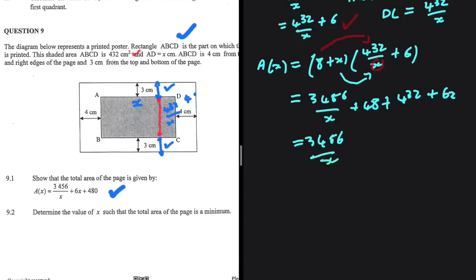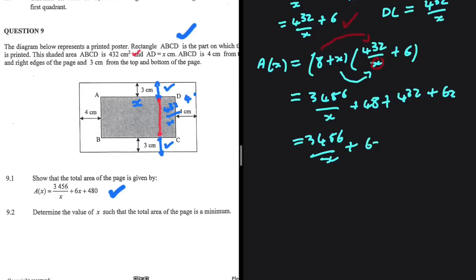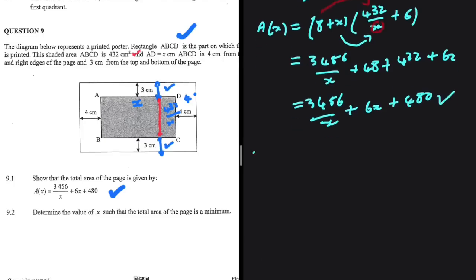This will be equal to 3,456 divided by x plus 48. 48 plus 432, that is 480. So we're going to have 6x plus 480. This is exactly what we are required to show. Let's go ahead and move to 9.2.